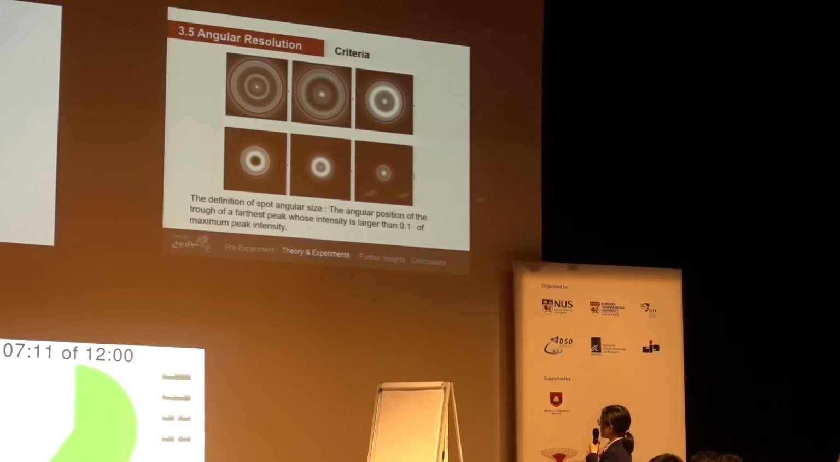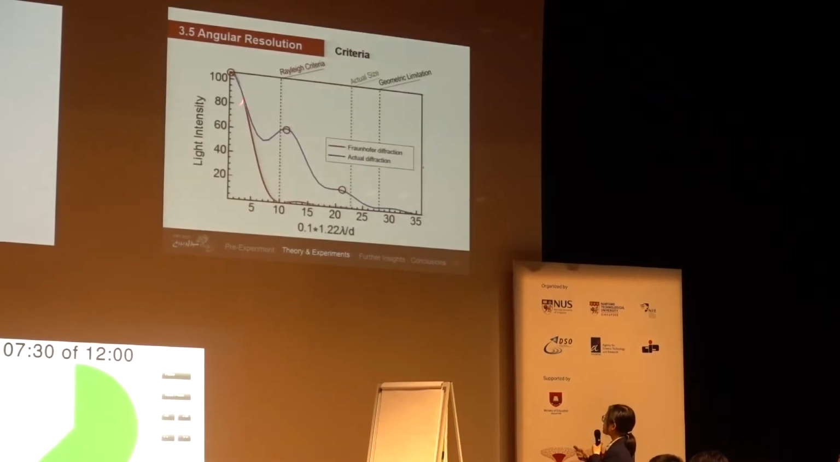a definition of the spot size: the angular position of the trough of the first peak whose intensity is larger than 0.1 of the maximum peak intensity. Well, this definition is of course very complicated. It just means the ring that we can see around the light spot. So to make it clearer, we have a graph. This is the Fraunhofer diffraction, and this is the actual diffraction. This is the Rayleigh criterion, and this is the geometric limitation, and this is our criterion.